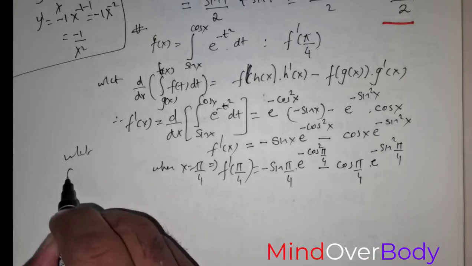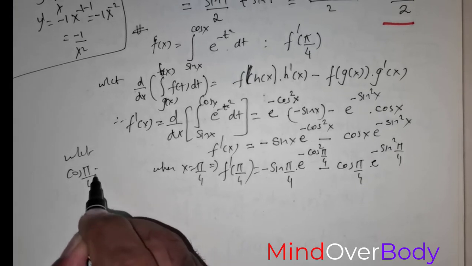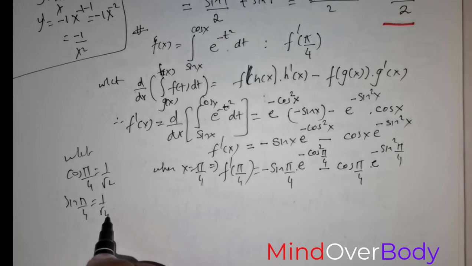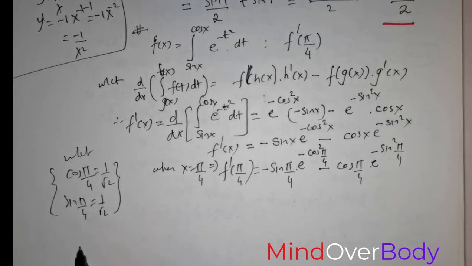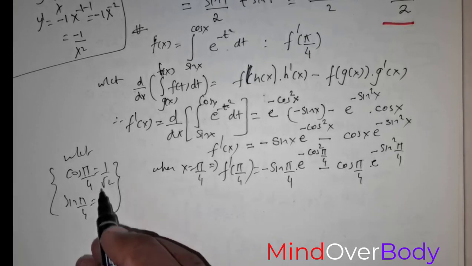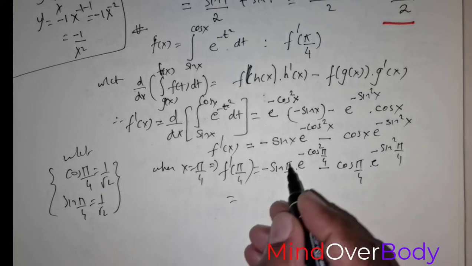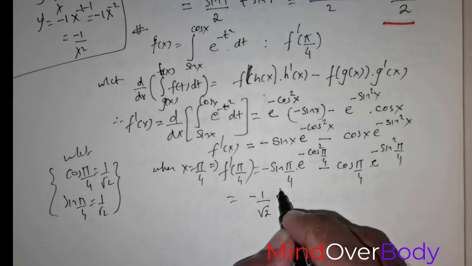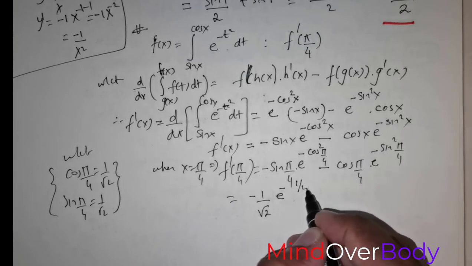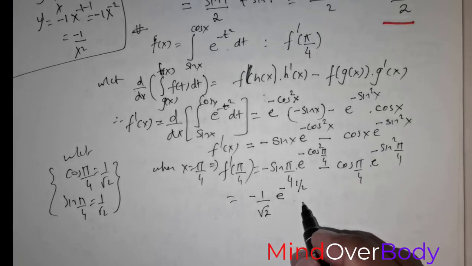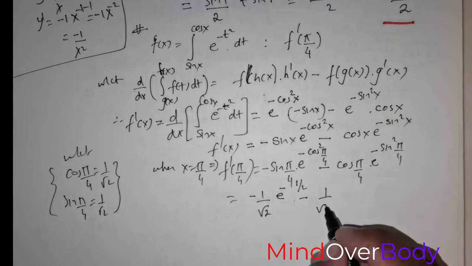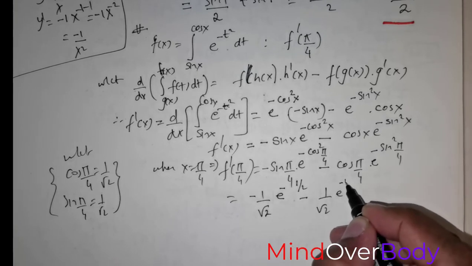Now we know that cos pi over 4 is 1 over root 2. Sine pi over 4 is 1 over root 2. So this would mean cos squared pi over 4 is 1 over 2, right? So this is negative 1 over root 2 times e raised to the power of negative 1 over 2 because of the square being there, followed by a negative sign, and this is going to be 1 over root 2 e raised to the power of negative 1 over 2.